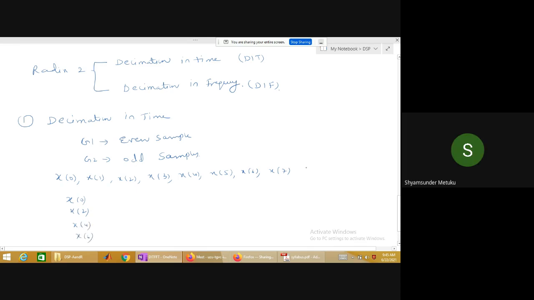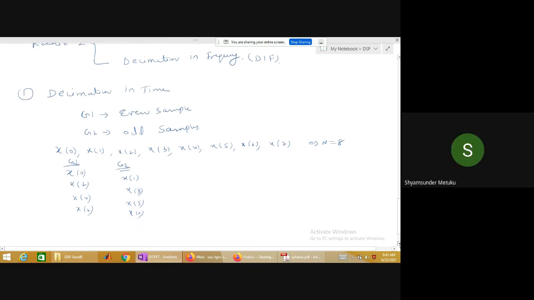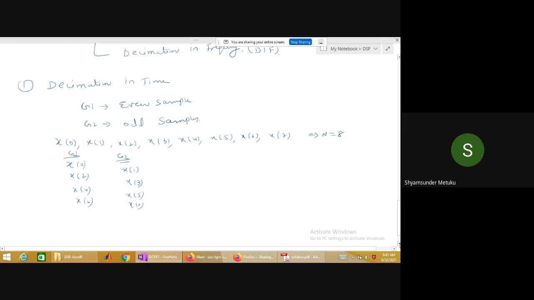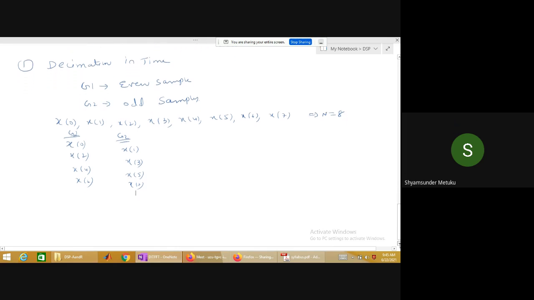I'm taking N equal to 8 in this case. So this is group 1. What is group 2? Can I consider this way? Yes or no? Yes, sir. Decimation in time expects you to divide your input samples into even and odd groups. Then you perform your DFT equation expansion.